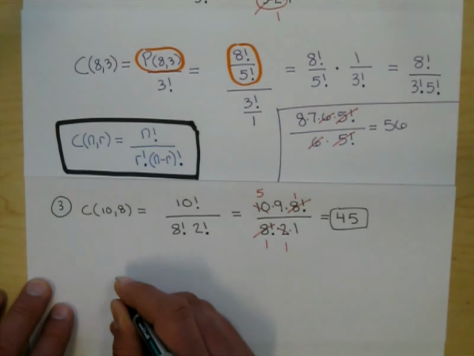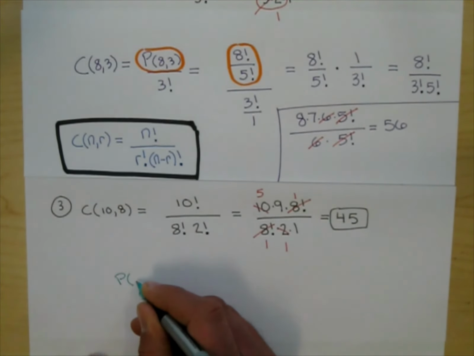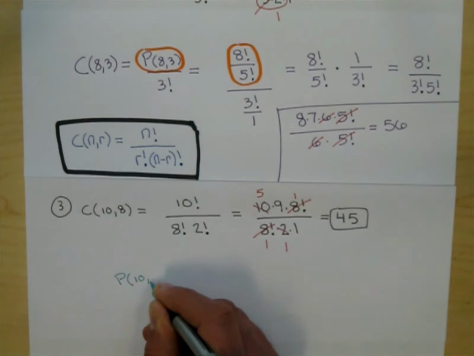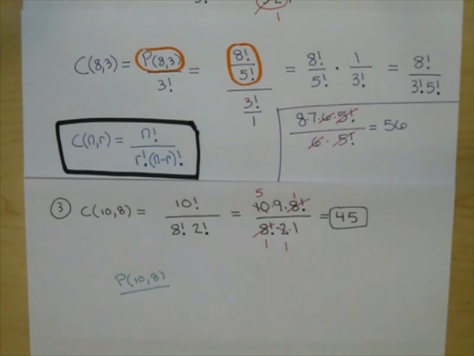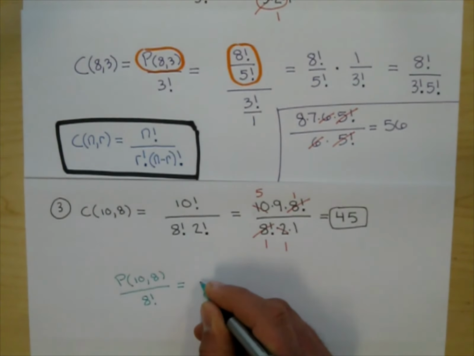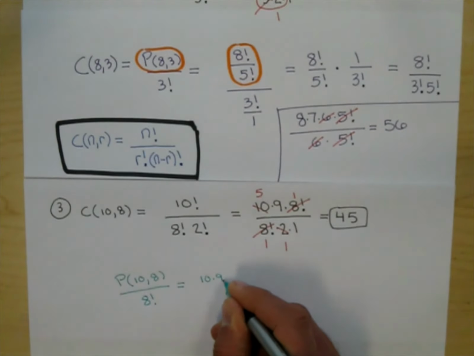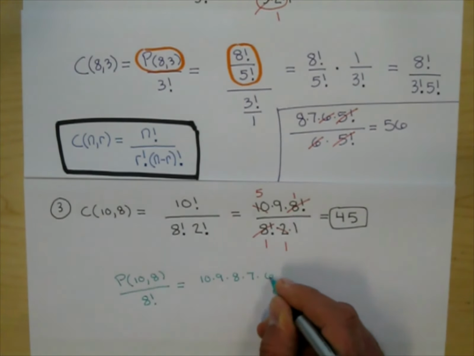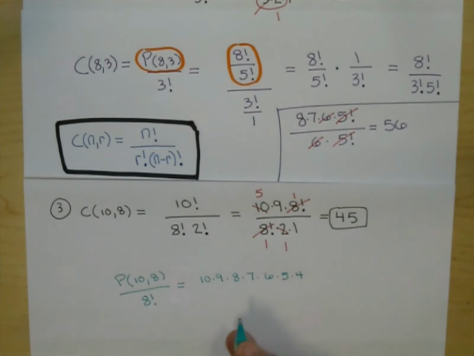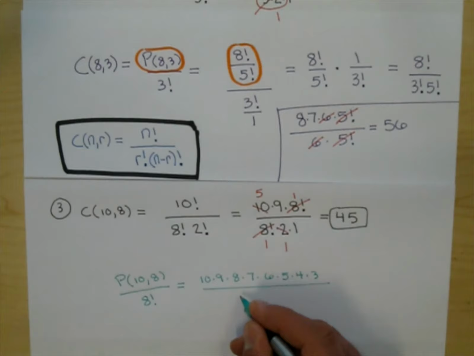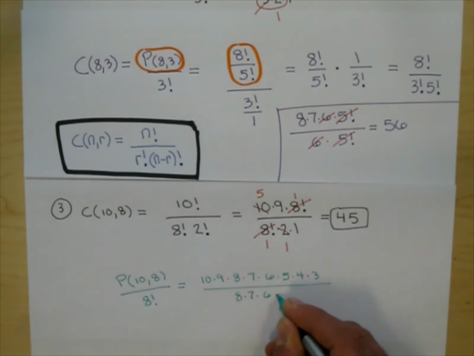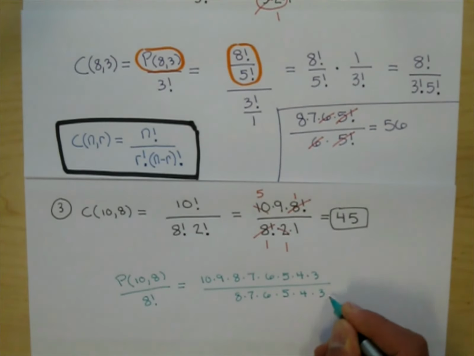So suppose I did it like this and I said this is really 10 pick 8 all over 8 factorial, then you'd have 10, 9, 8, 7, 6, 5, 4, and there should be 8 numbers in that countdown: 1, 2, 3, 4, 5, 6, 7, and then it would be 3 here, and then you'd have 8 factorial, which would be 8, 7, 6, 5, 4, 3, 2, 1.